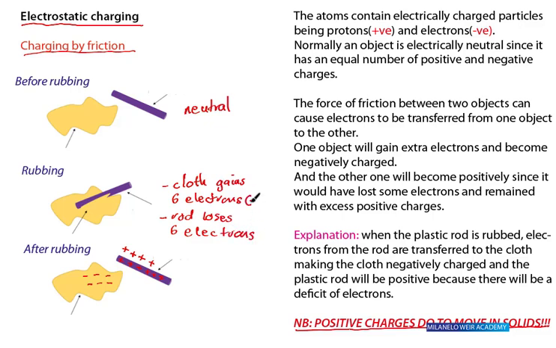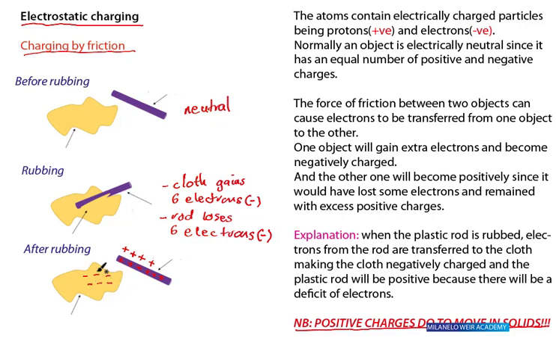Electrons are negative. Electrons carry negative charge. So during rubbing, the cloth gained 6 electrons. Therefore, it has excess. 6 more.